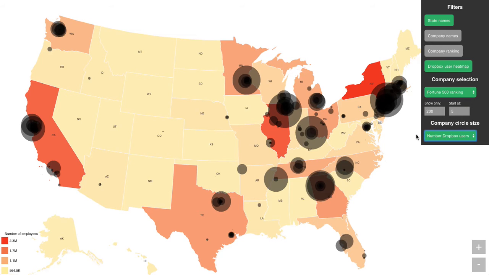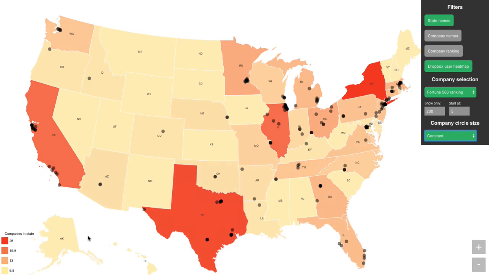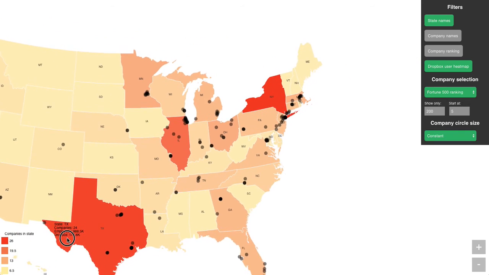And we are almost at the end. I want to emphasize that every filter is independent and can be enabled or disabled. Certain filters work really well in combination with the others. For example, the heat map and the company circle size, because changing the company circle size will also change the heat map. And of course, we can see the legend changing accordingly.